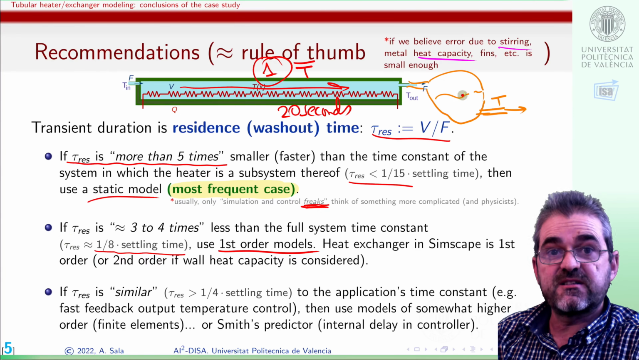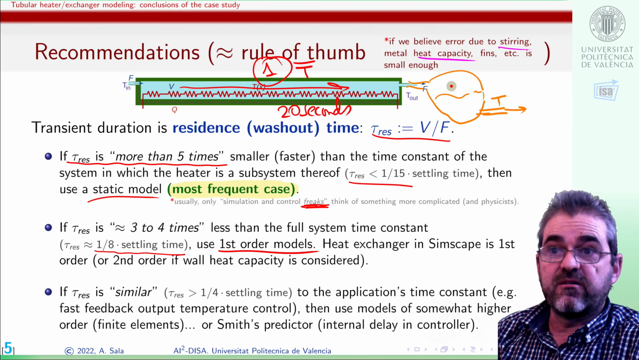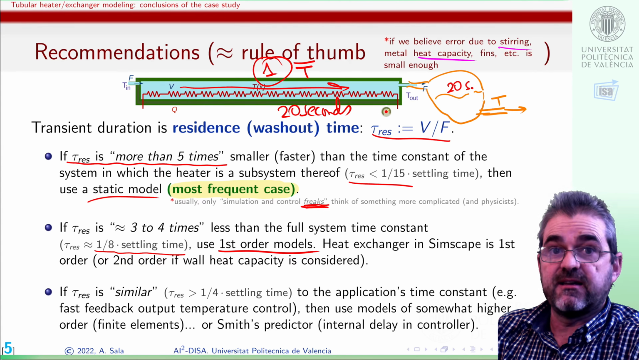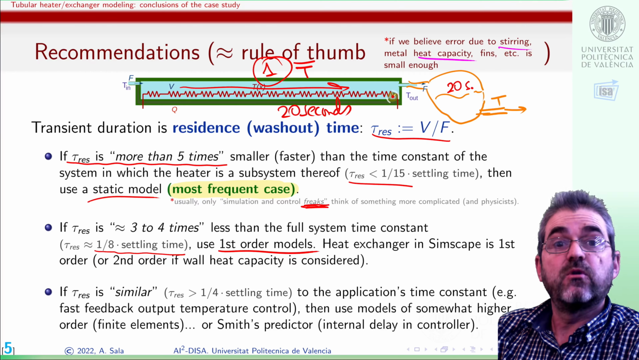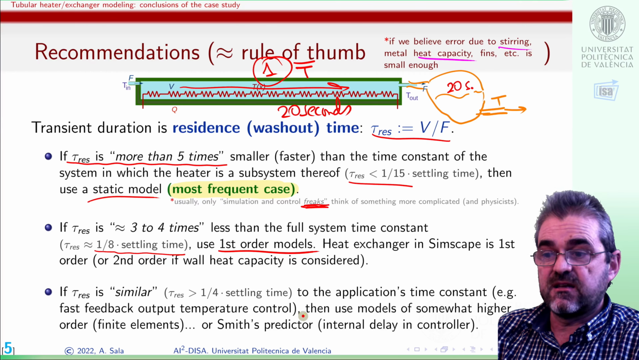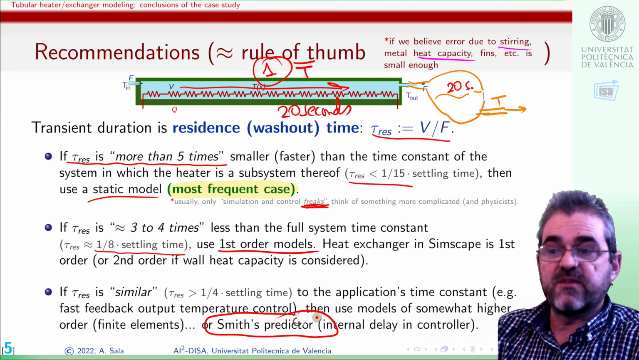Last, if this buffer tank is even smaller or even on the verge of non-existing, so residence time here is again another, let's say, 20 seconds. Well, in that case, dynamics here is important, and then I need to use higher order models or even approximations with time delay, say controllers with a so-called Smith predictor.